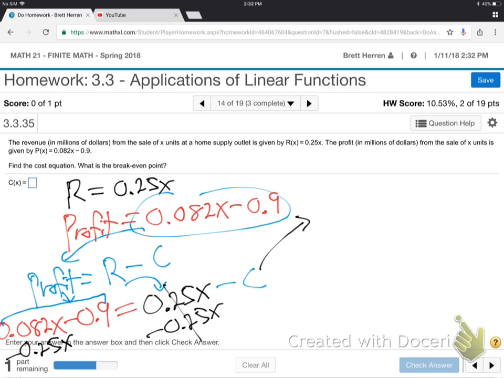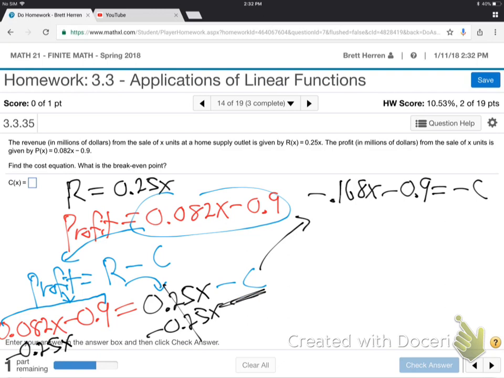So use your calculator. 8.2 minus 25. So that's negative 0.168x minus 0.9 is negative C. Right? Because that negative sign remains in front of C.